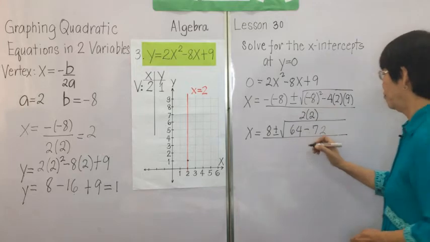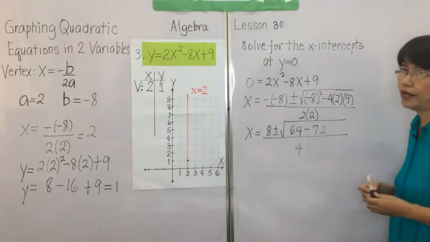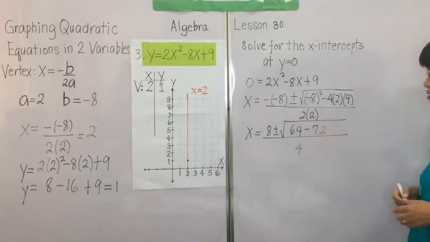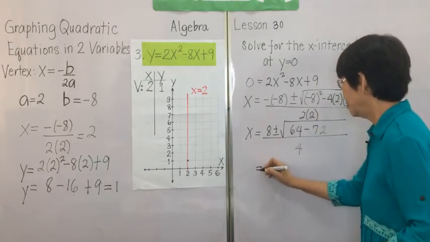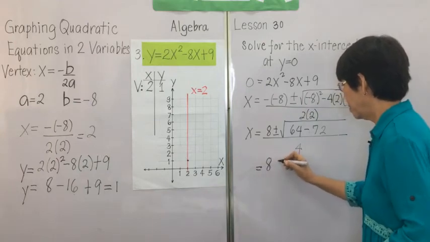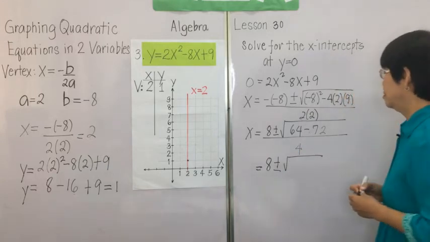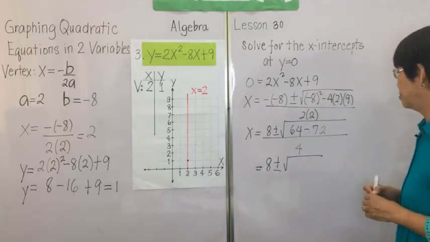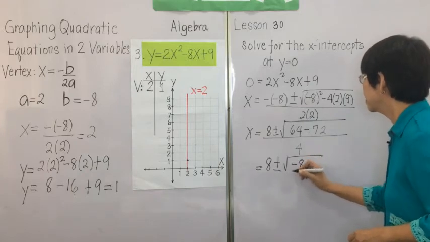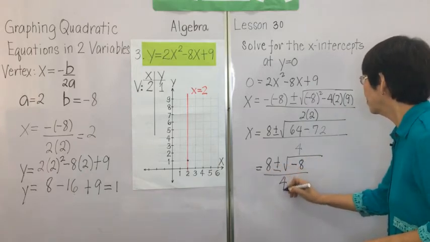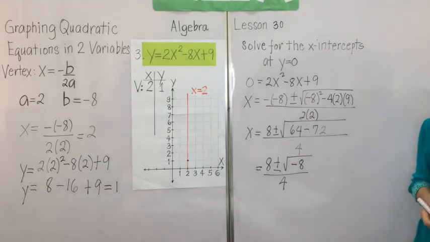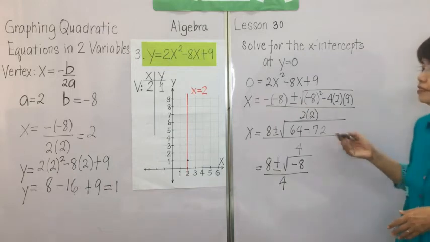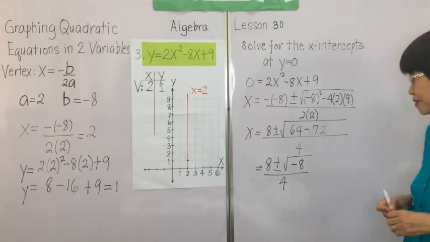72 over 4. But since we have something here which is negative, the value inside the radical sign will be negative. Okay, so we have 64 minus 72, negative 8, all over 4. And this gives us an imaginary answer. Therefore, there will be no x-intercept.